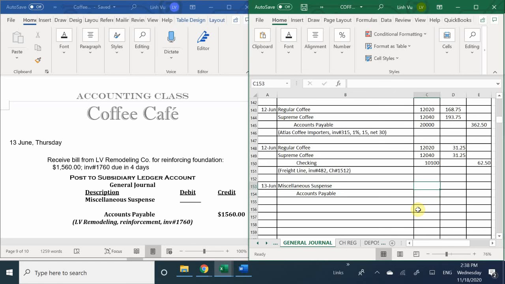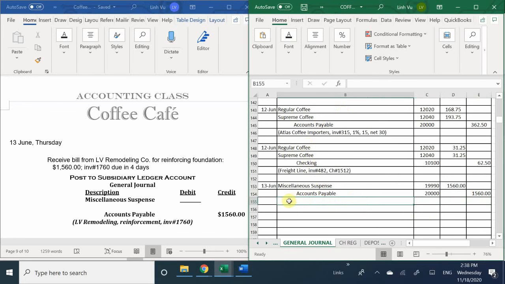So what account number is miscellaneous suspense? It is 19990. All right. And my accounts payable is 20,000. Okay. So how much was my bill for this foundation? Okay, let's see here. The invoice amount is $1,560. Good. And that's how much I am going to owe, $1,560.